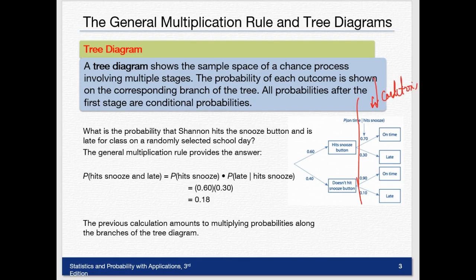All right, so here's the question. What's the probability that Shannon hits the snooze button and is late for class on a randomly selected day? We know she hits the snooze button based on the problem, so we can go down this path and is late, so we come down here. We go this way. Now, our probability rule we used yesterday means we would just multiply these two. 0.6 times 0.3 gives us 0.18. So that's easy enough. Probability that she hits the snooze button and is late: we just follow the tree and multiply the two probabilities.